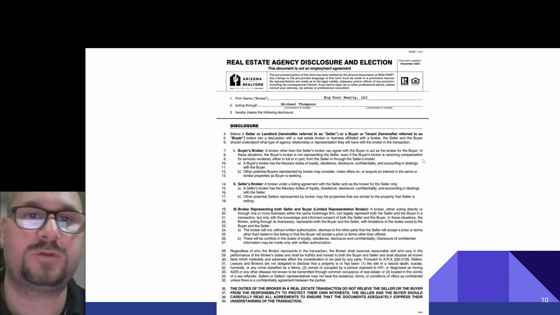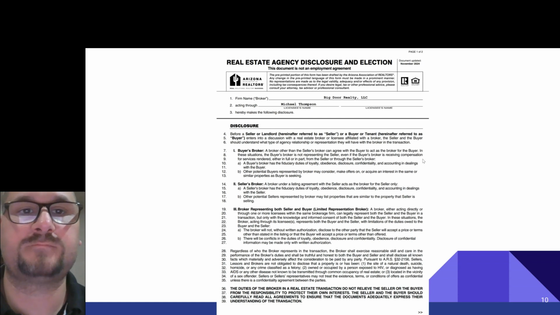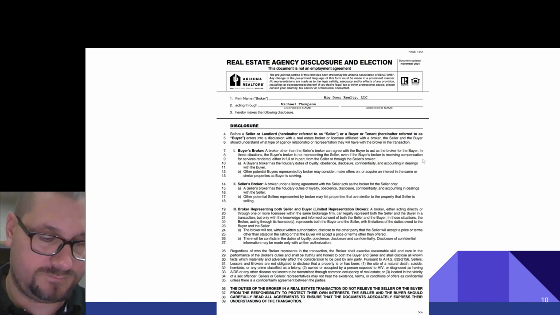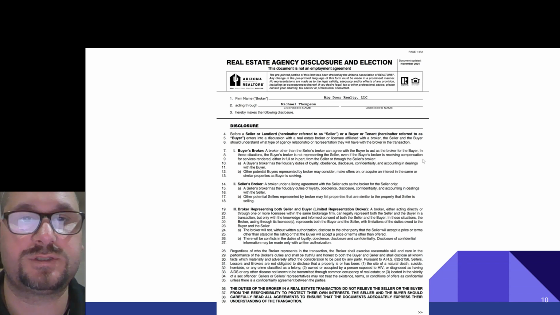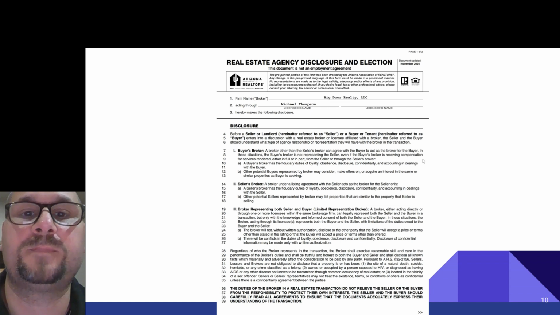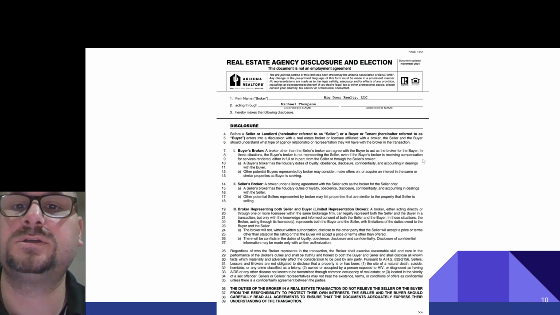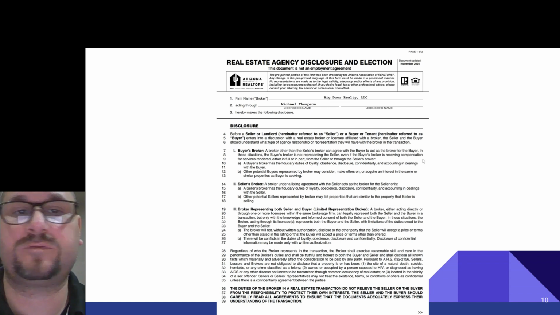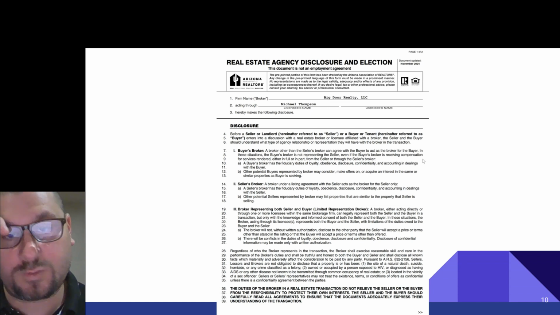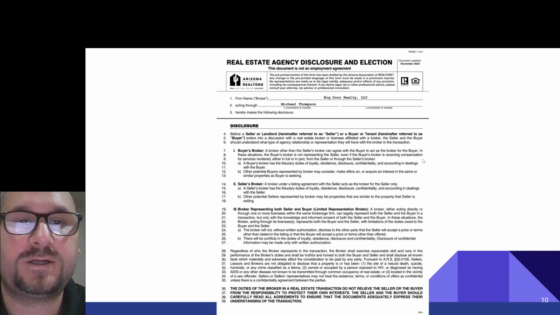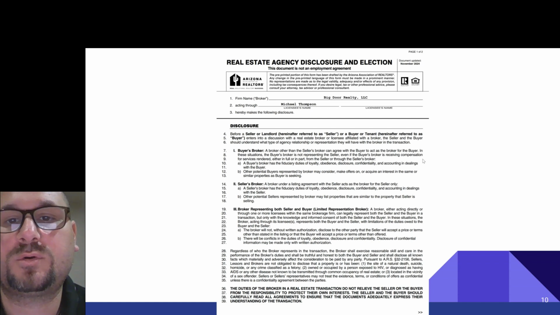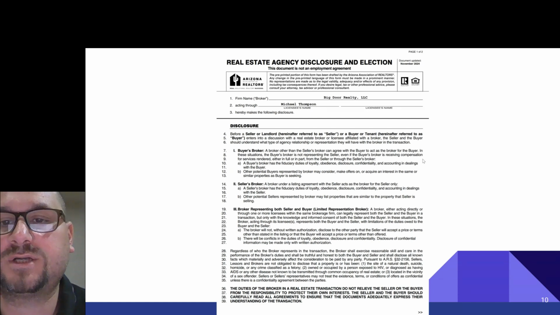So you add your firm name, the broker's company name, and it's acting through who's the agent. You put their licensee name. This is just an example. Hereby makes the following disclosure. Here's the disclosure. The disclosure is before a seller or landlord, hereinafter referred to as seller, or a buyer or tenant, hereinafter referred to as buyer, enters into a discussion with a real estate broker or licensee affiliated with the broker. The seller and the buyer should understand what type of agency relationship or representation they will have with the broker in the transaction.